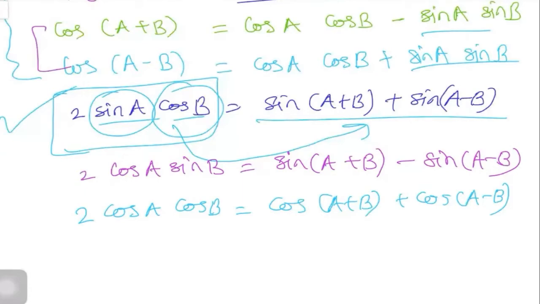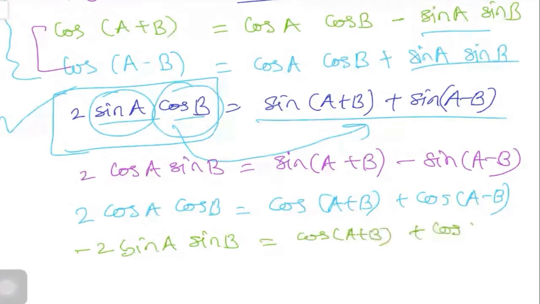Then again we can subtract these two formulas. After subtraction it becomes minus 2 times sin a sin b, because minus and minus will become minus 2 times, and here we'll have cos of a plus b minus cos of a minus b. So this is how one can do it. Are you getting the point?